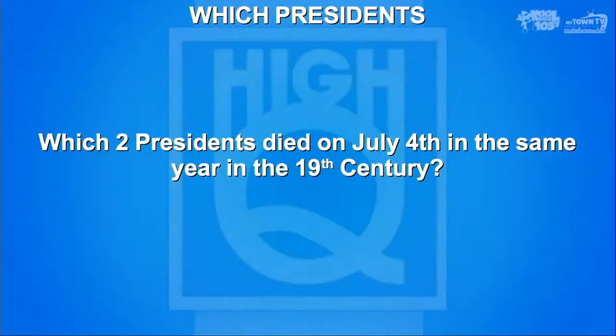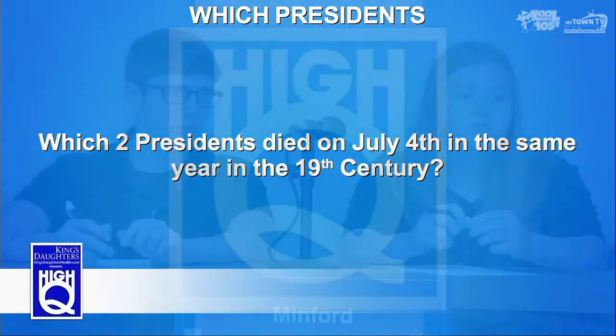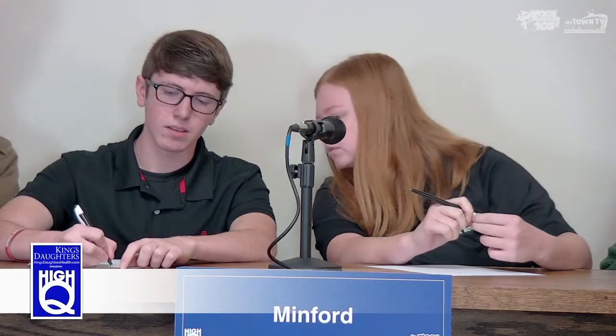Thank you, MJ McKay. And here we go in the warm-up round. We'll start with Minford, and the category is which presidents? Which two presidents died on July 4th in the same year, in the same 19th century date of 1826? Adams and Jefferson. More specific? John Adams. And that's Thomas Jefferson. John Adams is right.